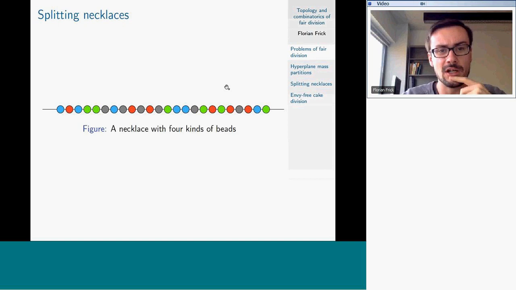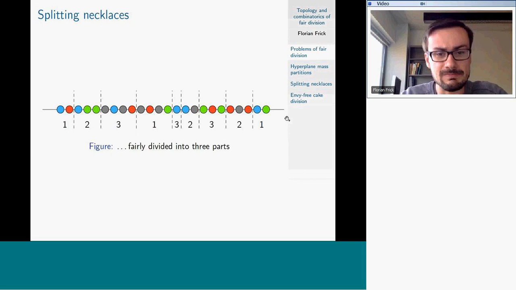So here, for example, here's a division of this necklace into three parts with 4 cuts. So here are the cuts, and this goes to thief one, this to thief two, and this to the third robber, and everybody gets 2 of each kind.